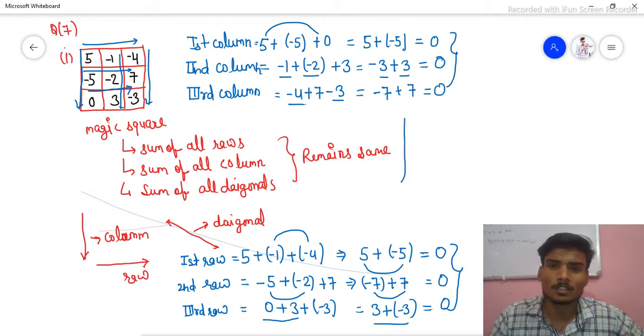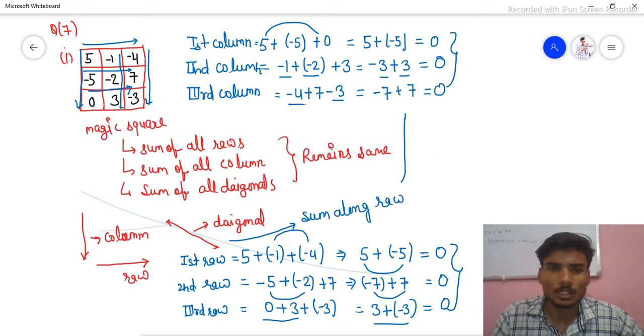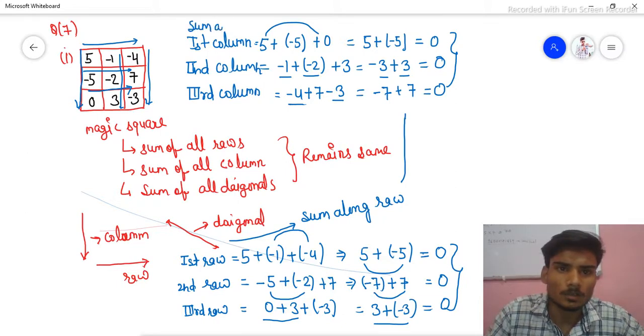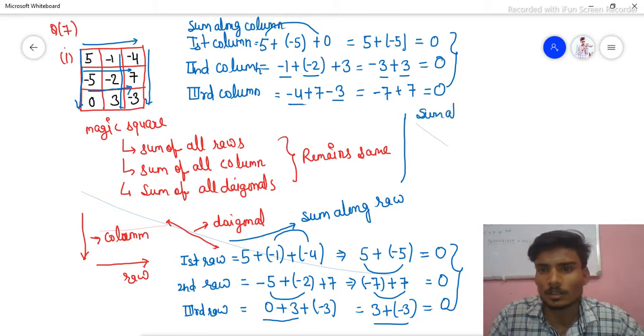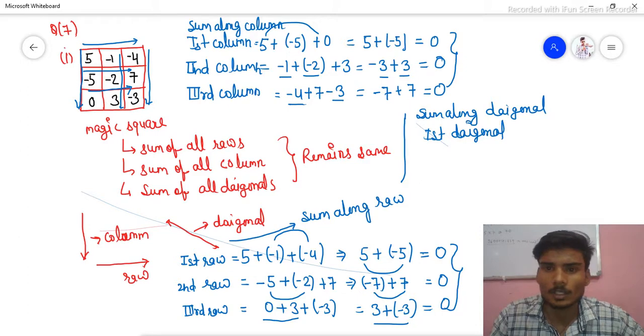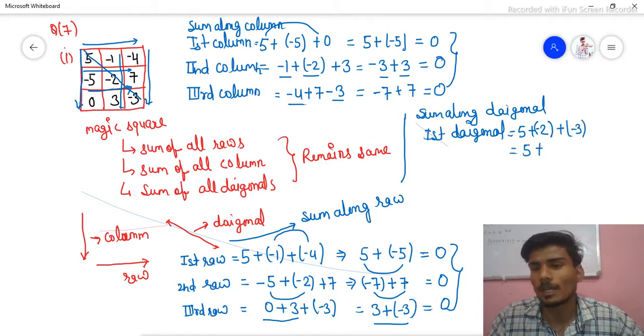Now we need to check the sum along the diagonals. This is the sum along rows, and this is the sum along columns. Now the sum along the diagonal. The first diagonal, that is this diagonal: 5 plus minus 2 plus minus 3. 5 plus minus 2 and minus 3 will be minus 5, so plus 5 and minus 5 will be 0.